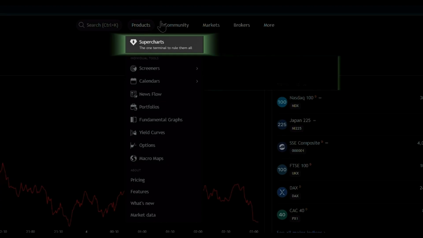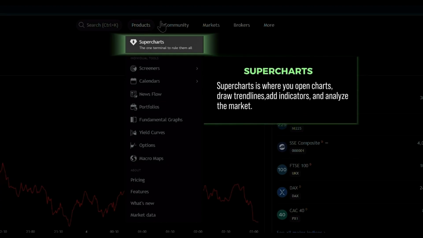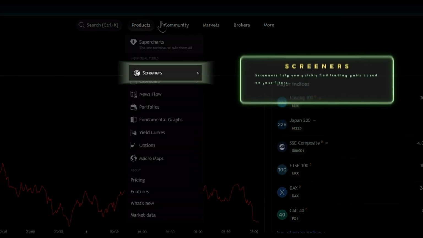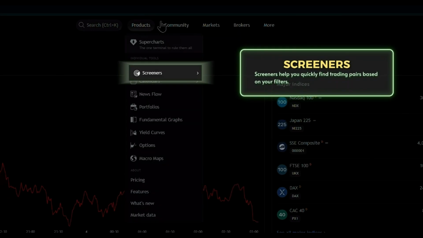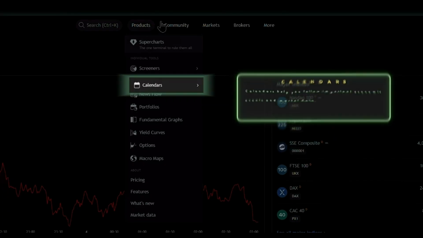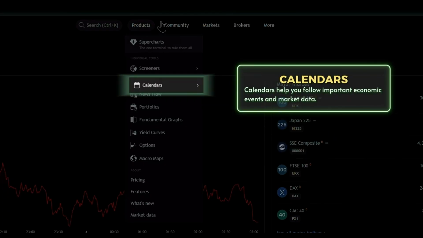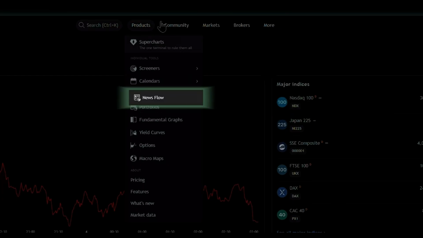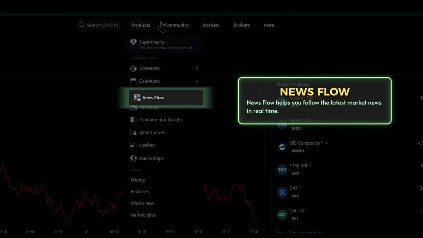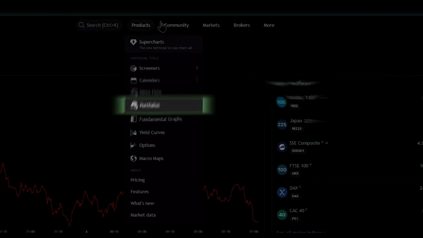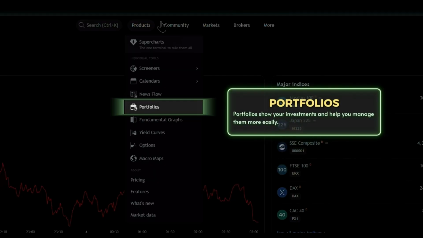Super charts is where you open charts, draw trend lines, add indicators, and analyze the market. Screeners help you quickly find trading pairs based on your filters. Calendars help you follow important economic events and market data. Newsflow helps you follow the latest market news in real time. Portfolios help you track and manage your investments in one place.